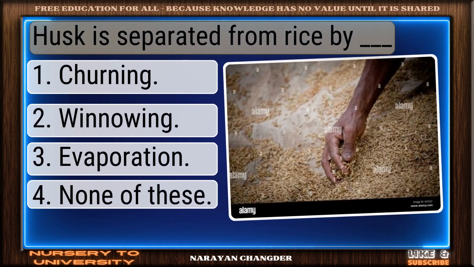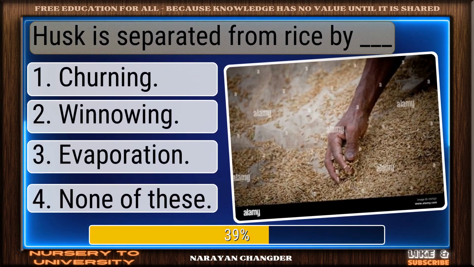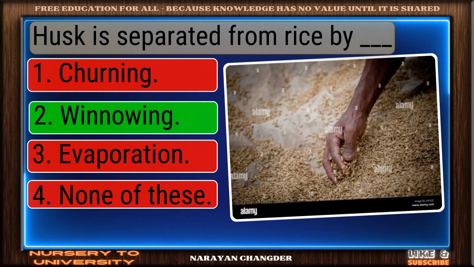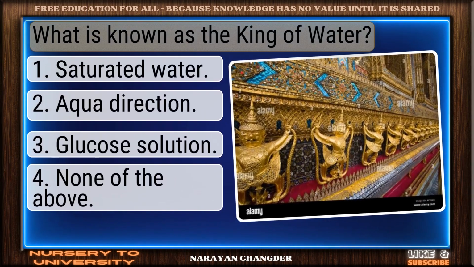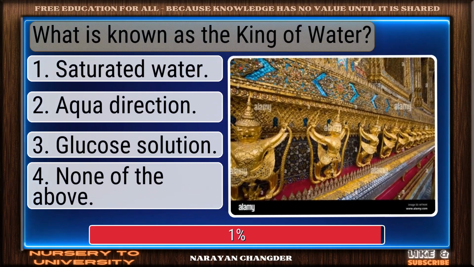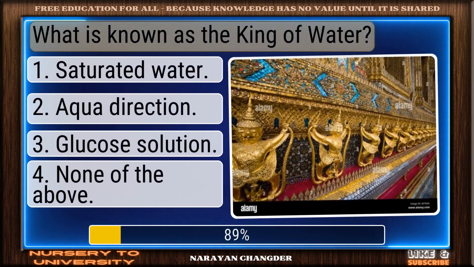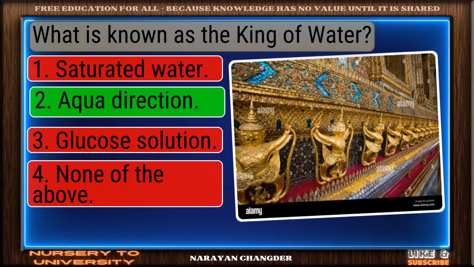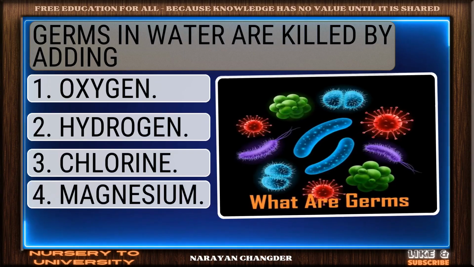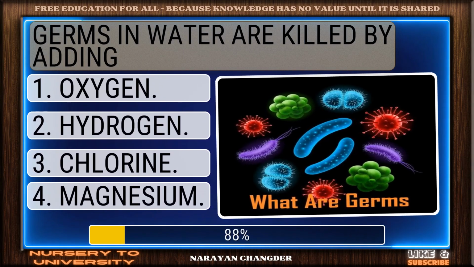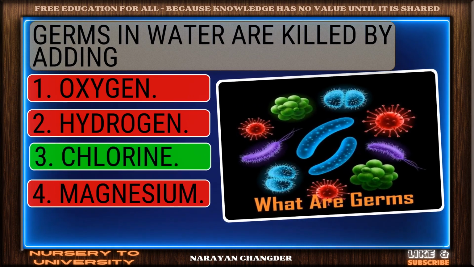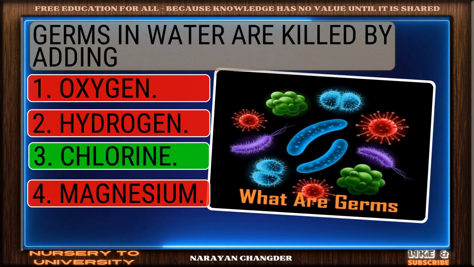Husk is separated from rice by dash. Nicely done. Winnowing is a solid answer. What is known as the king of water? Good thinking. Aqua regia is the right answer. Germs in water are killed by adding. Right again. Chlorine is a valid answer.